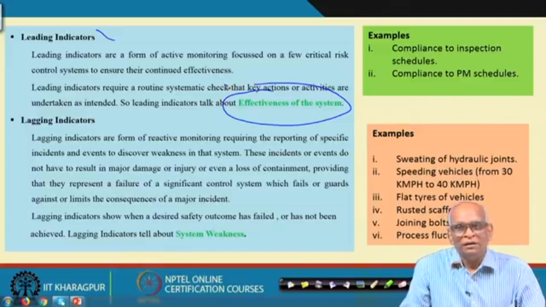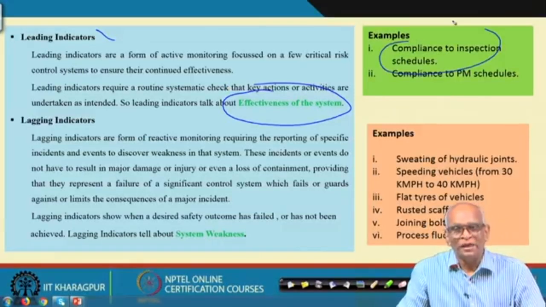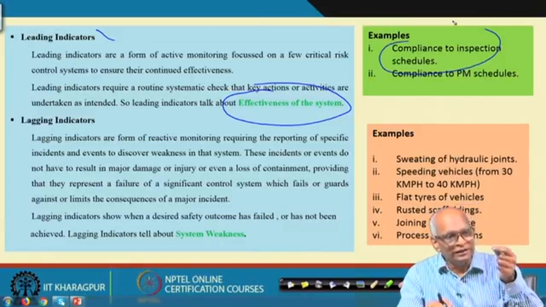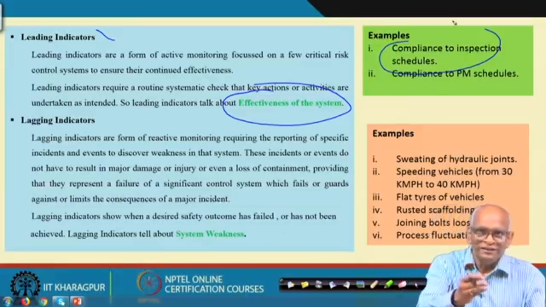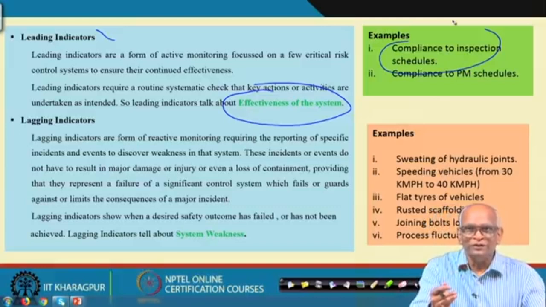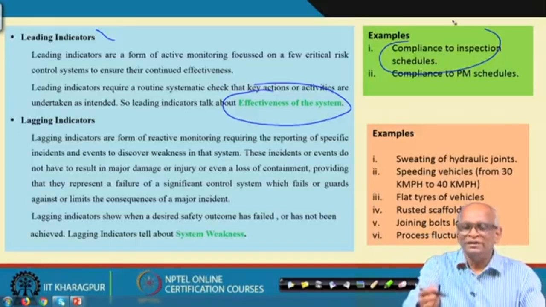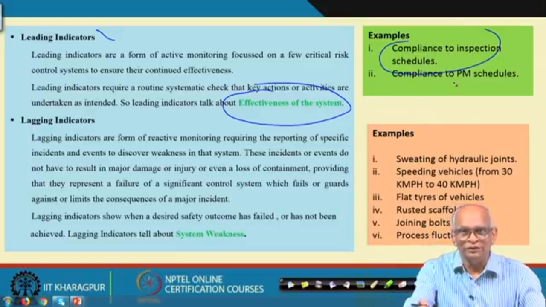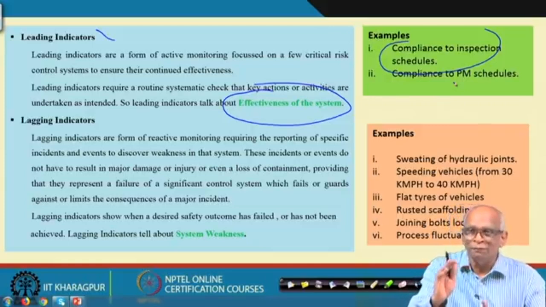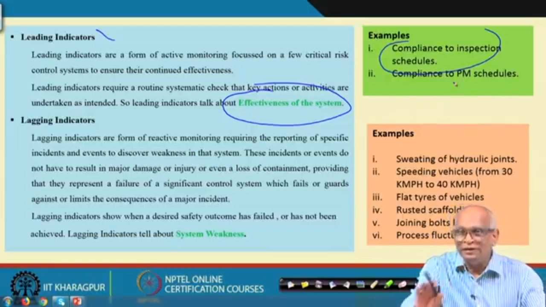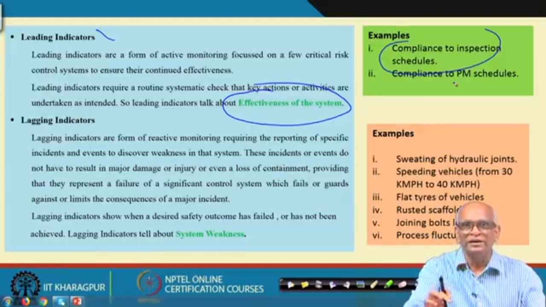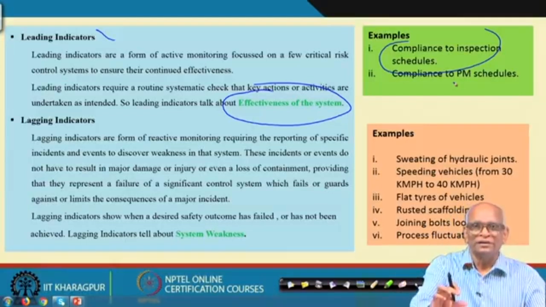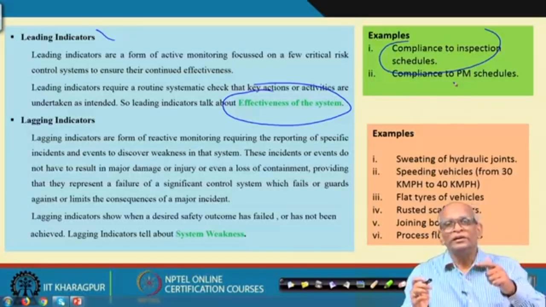What is the example? How do you know the effectiveness of the system? So, compliance to inspection schedules. If you want to know whether any deterioration is happening, you have to inspect it. Unless you inspect, you will not come to know. So, compliance to inspection schedules is a leading indicator. Compliance to the planned maintenance schedules, preventive maintenance schedules. I am not talking about how the maintenance is happening, but compliance to those schedules, compliance to your programs, compliance to your observations. So, it will tell the effectiveness of the systems.